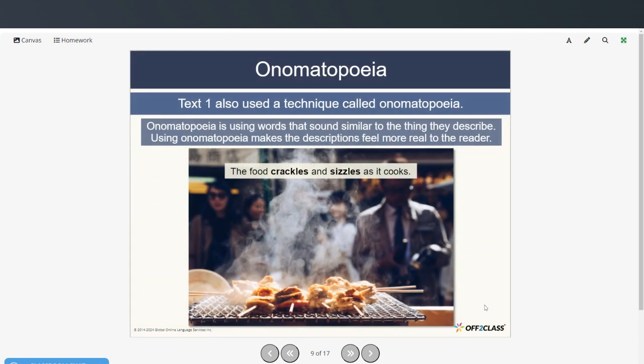Okay, onomatopoeia is another technique. Onomatopoeia is using words that sound similar to the thing that they describe. Using onomatopoeia makes the descriptions feel more real to the reader. The food crackles and sizzles as it cooks. So, crackle and sizzle, those words are similar to the actual sound that food makes when it's cooking.